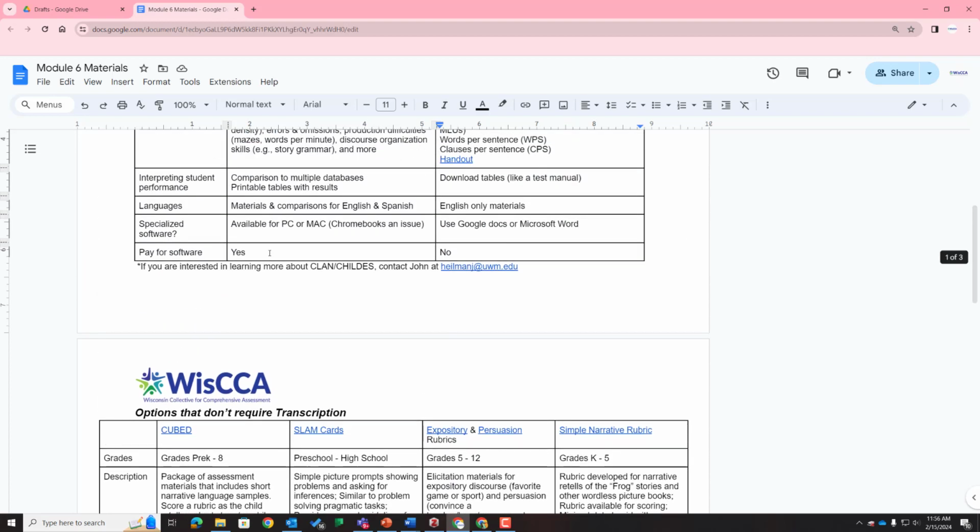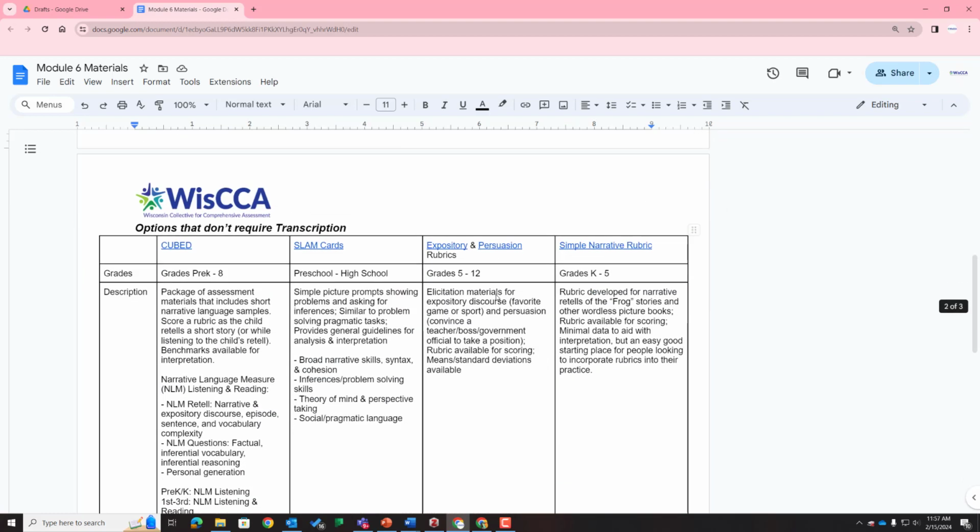There is also CLAN or CHILDES. All the surveys that I've done and that have been published show that not a lot of people use this. It is free software that's available, but it's a little bit more clunky and less intuitive than some of these other point and click type of options. If you're interested in learning more, I absolutely would love to talk to you. Just shoot me a message.